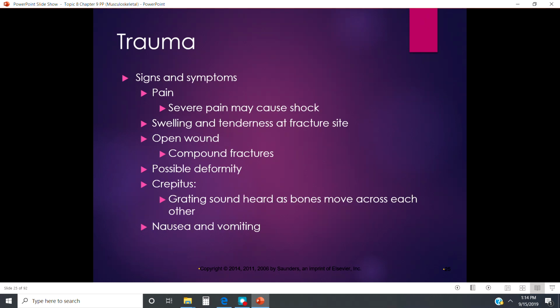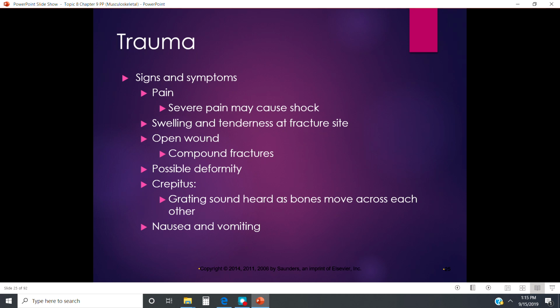Okay, so what are some of the signs and symptoms of fracture? Number one is going to be pain, right? So the severe pain may even cause the patient to go into shock. There are times that people fracture a bone and they don't know it, or they even find it on an X-ray later in their life, and they didn't realize they did have a fracture. There'll be swelling and tenderness at the fracture site. If it's a compound fracture, the bone will break through the skin and there'll be an open wound. There may be a deformity.